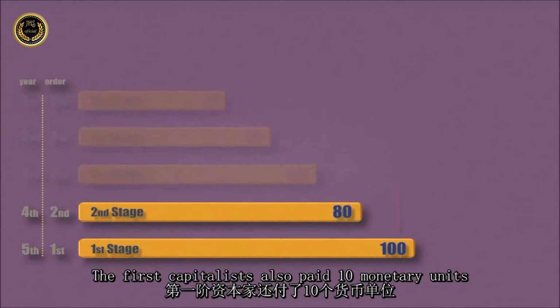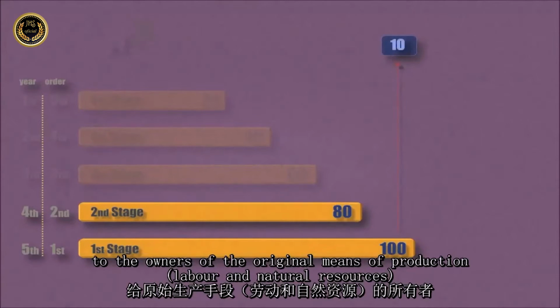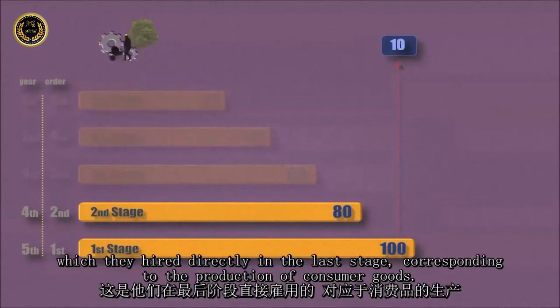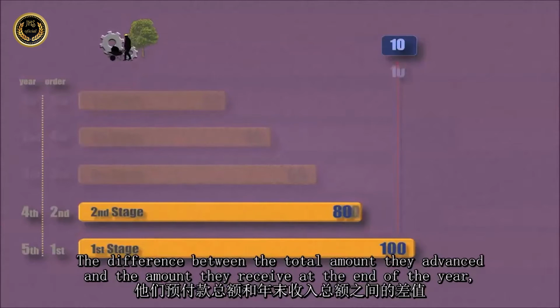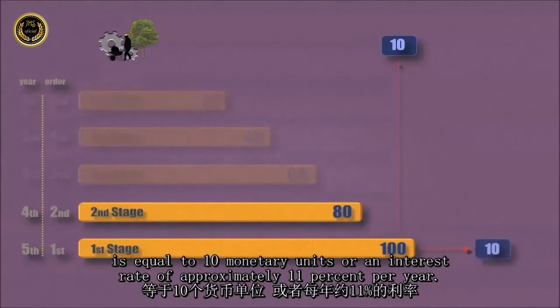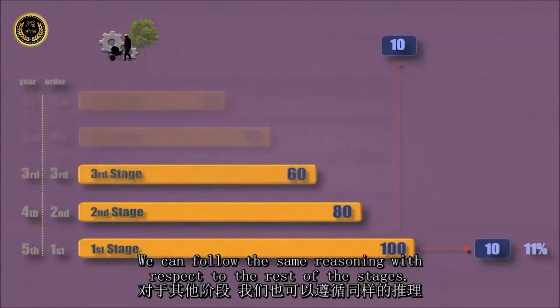The first capitalists also paid 10 monetary units to the owners of the original means of production, labor and natural resources, which they hired directly in the last stage, corresponding to the production of consumer goods. The difference between the total amount they advanced and the amount they receive at the end of the year is equal to 10 monetary units, or an interest rate of approximately 11% per year. We can follow the same reasoning with respect to the rest of the stages.